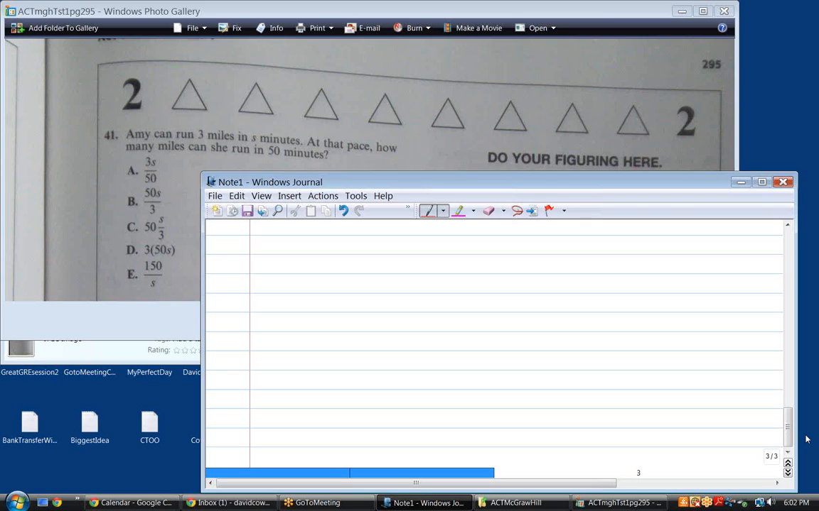Let's set up the ratio. The easiest way to solve this is going to be a ratio. So what's my ratio equation? So it would be 3 s, or 3 over s. What goes on the other side?